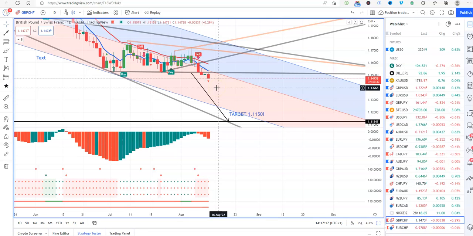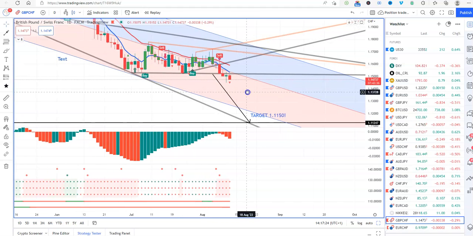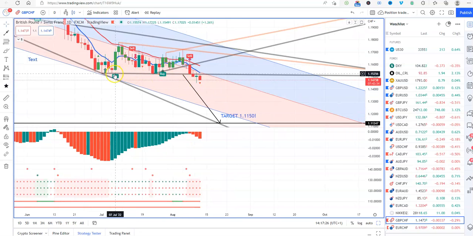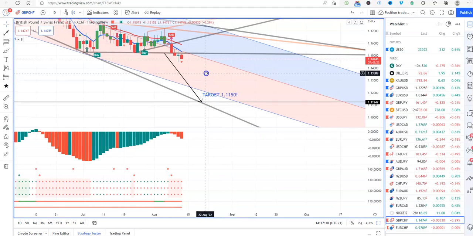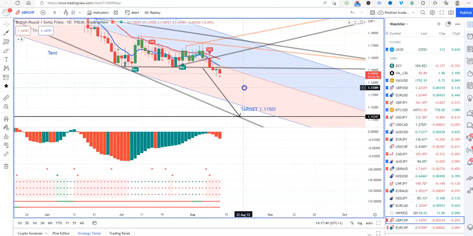So this is the pound Swiss. We're short this 11473, and as I posted on my weekly analysis, I did say if it breaks this level here 11527, then it opens up a different ball game, and the target for this one is going to be right down here. So there could be a big move on pound Swiss.